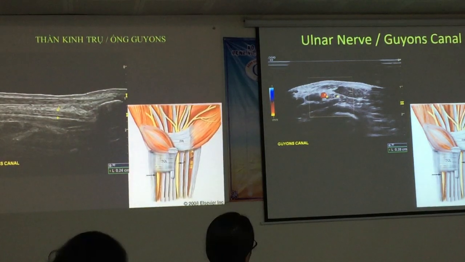Another area that we're asked to look at is the ulnar nerve or Guyon's canal.